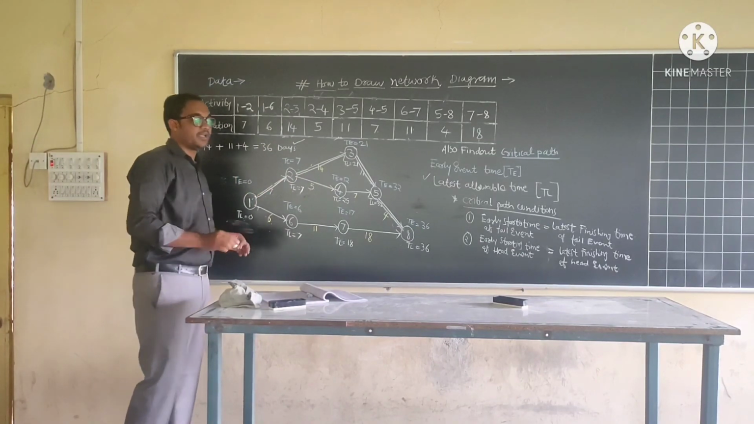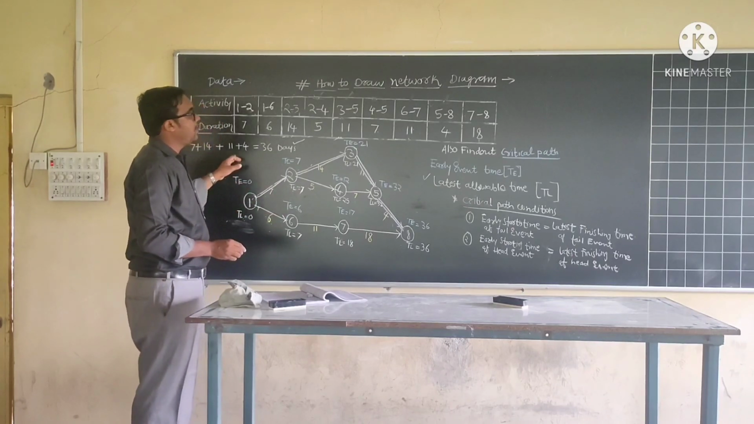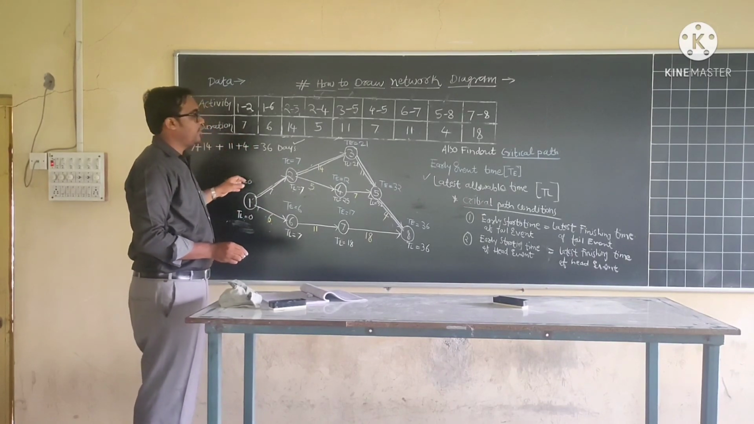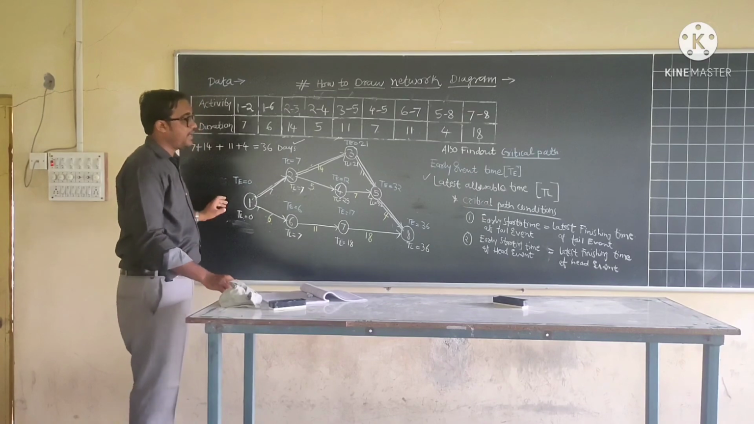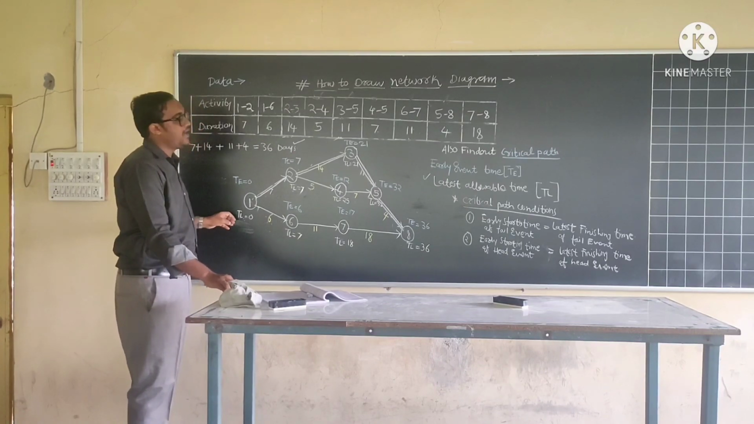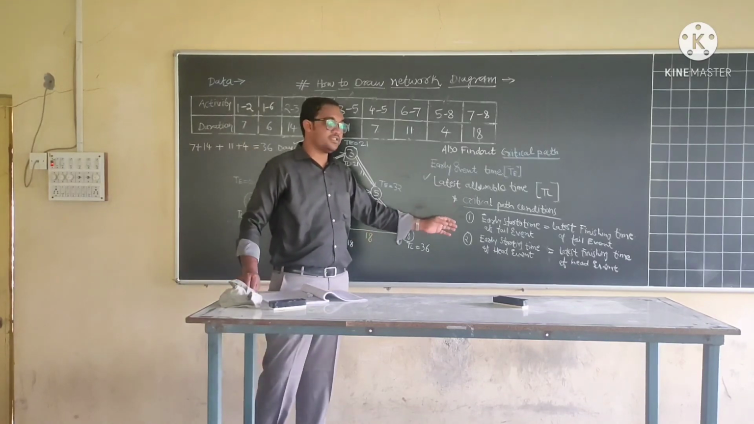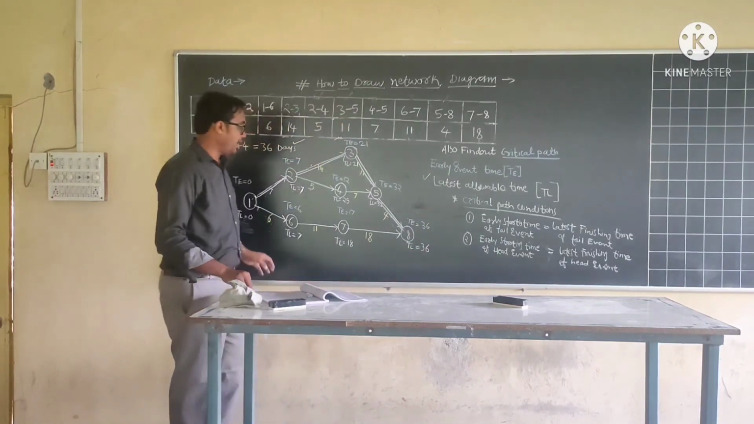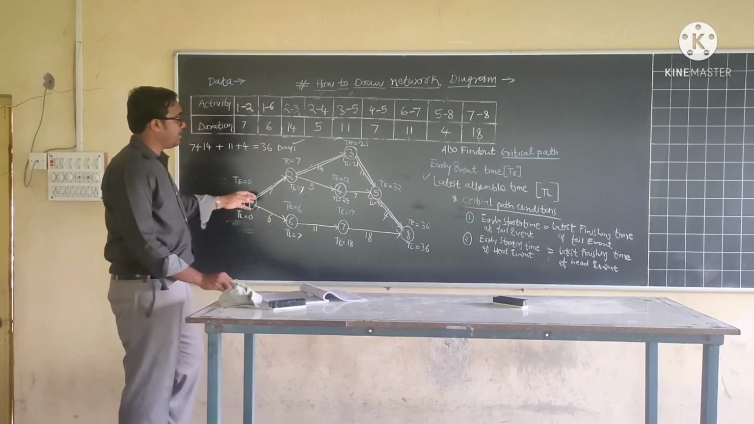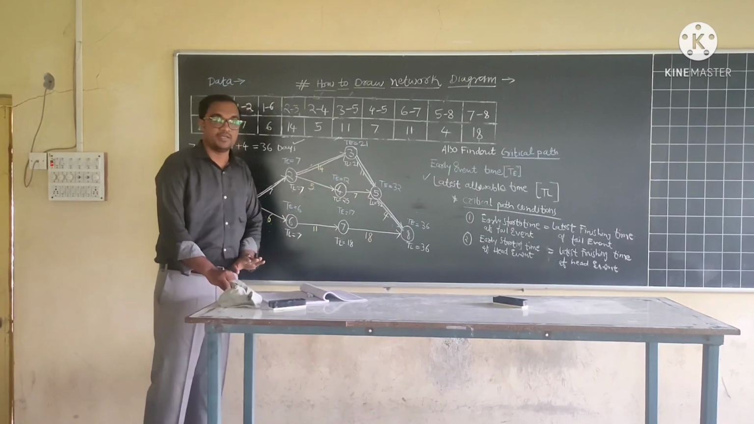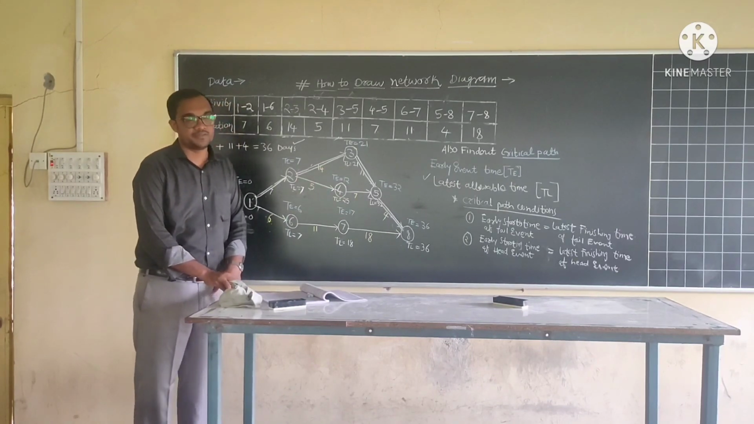I hope you understood, with the help of this second example, how to draw a network diagram, how to find the early event time and latest available time in the network diagram, and by fulfilling certain conditions, how to find the critical path and how to show it. So now everything is explained in this video.